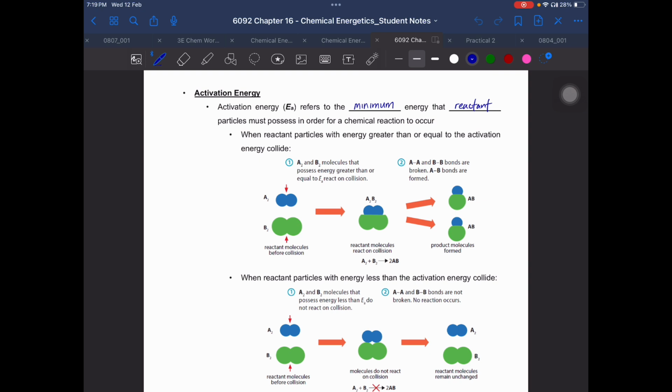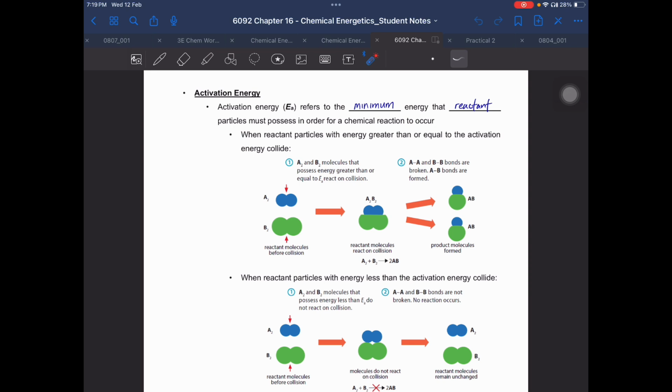Now before we talk more about the energy profile diagram, there's this concept of an activation energy that you need to first understand. Now activation energy is represented by the symbol of capital E with a small letter A and refers to the minimum energy that the reactant particles must possess in order for a chemical reaction to occur. Now, what does that mean?